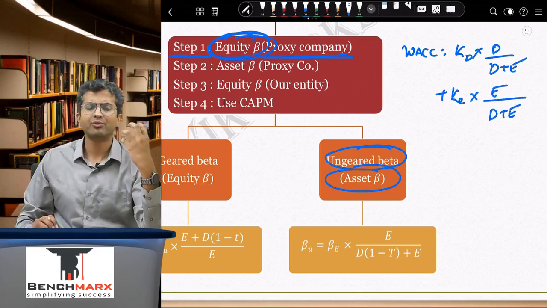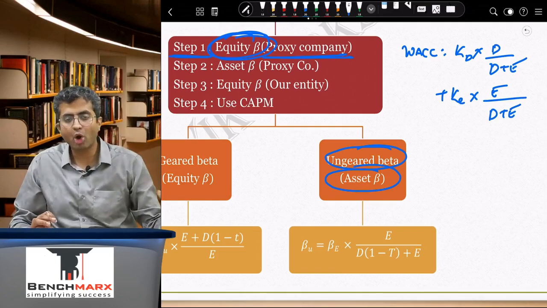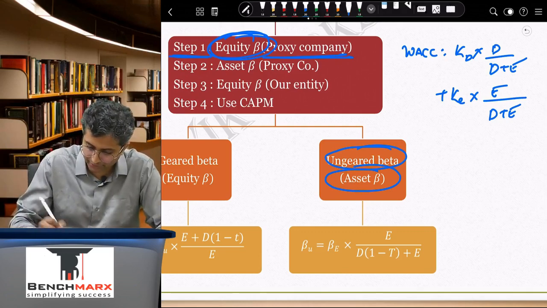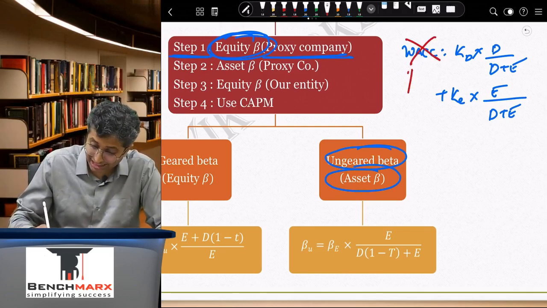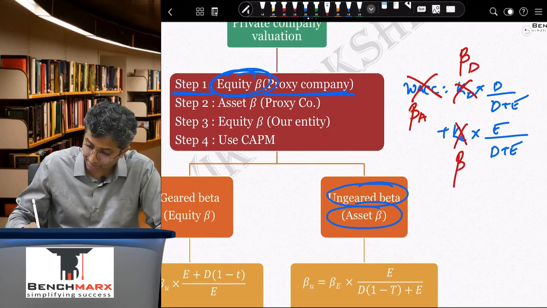So I'm saying forget only equity shareholders of Britannia. What is the risk or what is the sensitivity of all the assets of Britannia? So over here, instead of taking the WACC, I take the beta of assets. Instead of taking the cost of debt, I take the beta of debt, and instead of taking the cost of equity, I take the beta of equity.